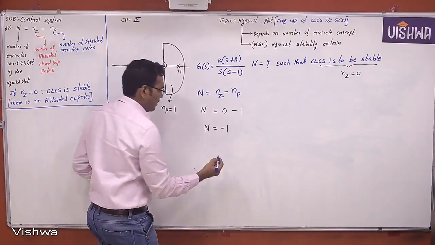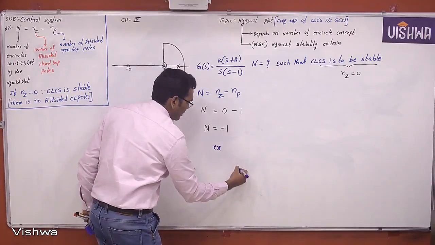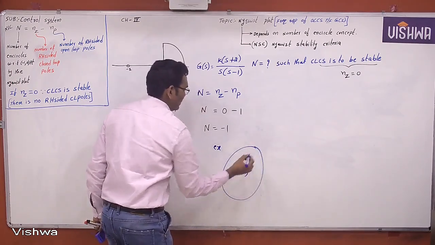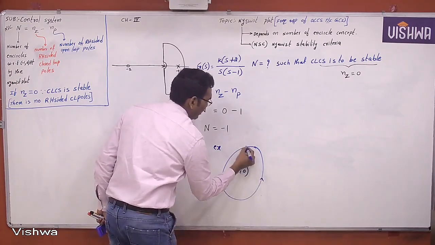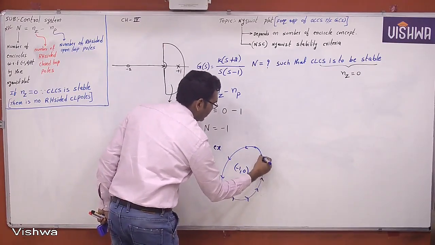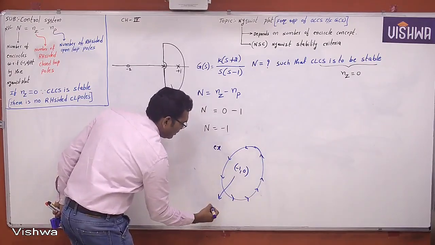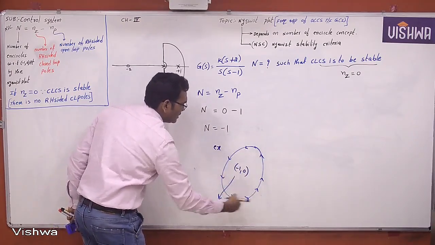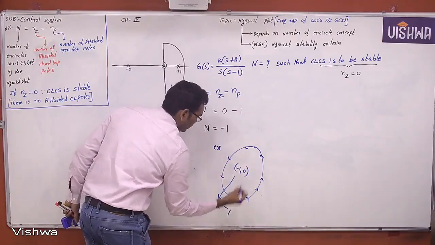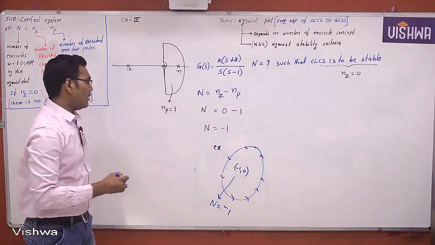Let us take an example like this. The -1 comma 0 point is like this. So n circles, how many times? One time. But in which direction? Anti-clockwise direction. So the -1 comma 0 point is encircled one time, but in the anti-clockwise direction.